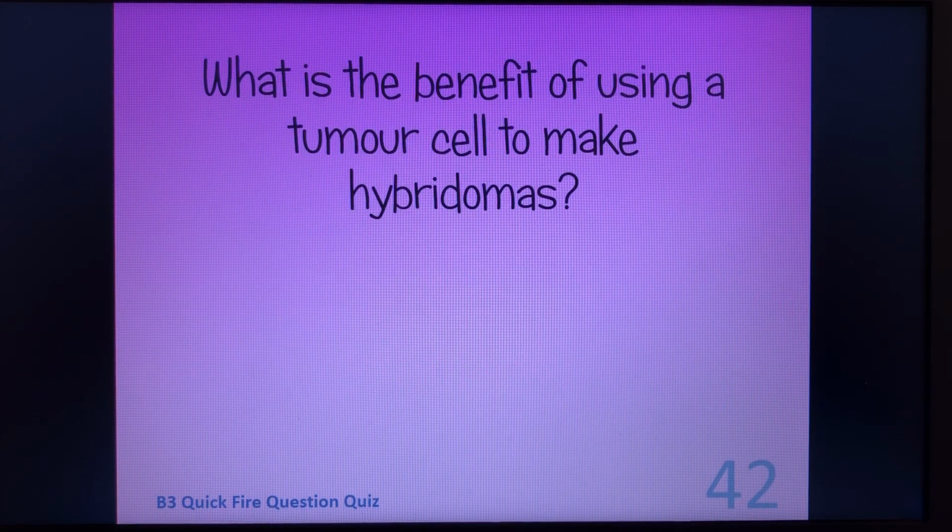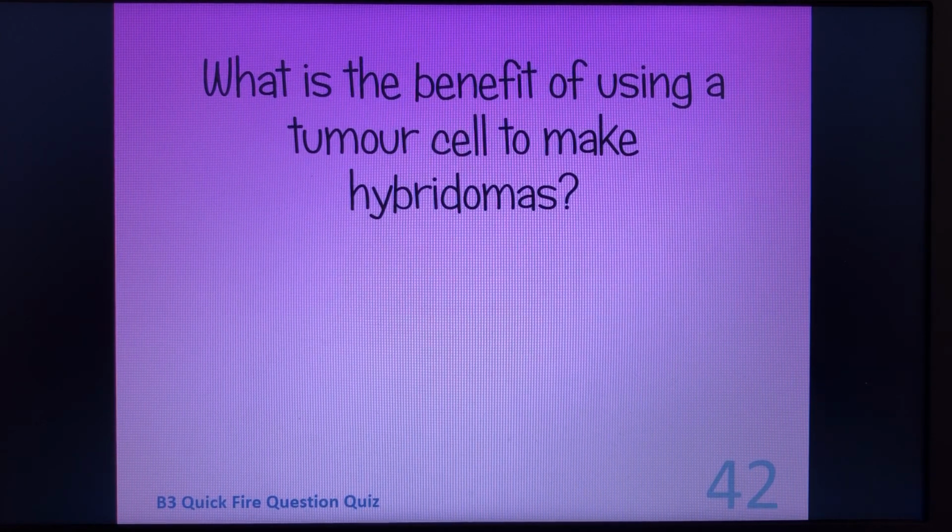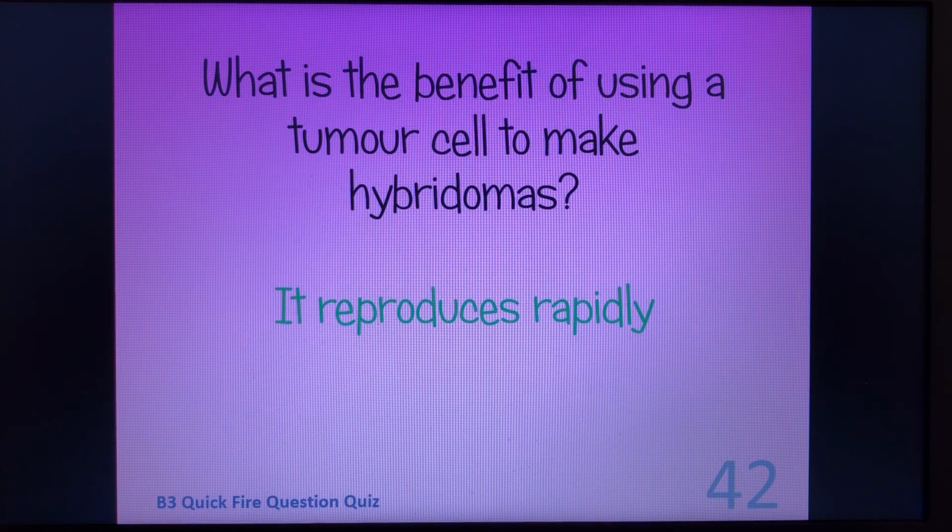Question 42. What is the benefit of using a tumour cell to make hybridomas? And the answer is that tumour cells reproduce rapidly. Okay, so the tumour cell reproduces rapidly. We want lots of hybridomas because they're going to make our monoclonal antibodies, and we want loads of those. So the tumour cell is used because it's a fast multiplier.